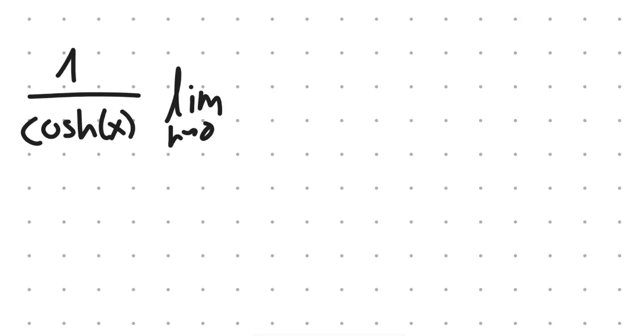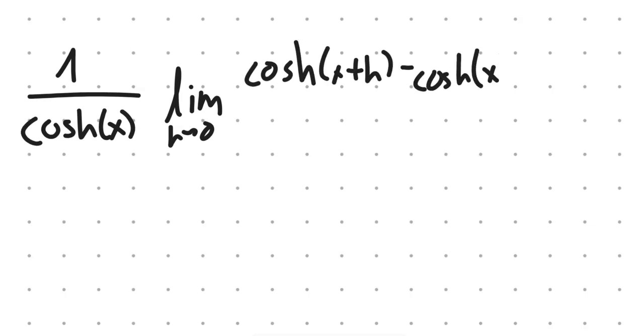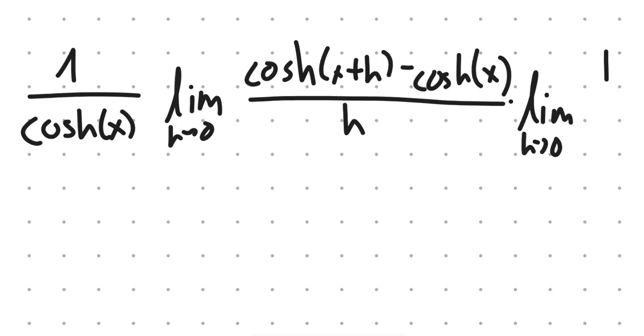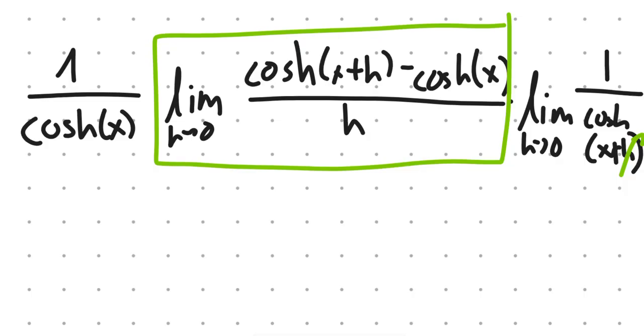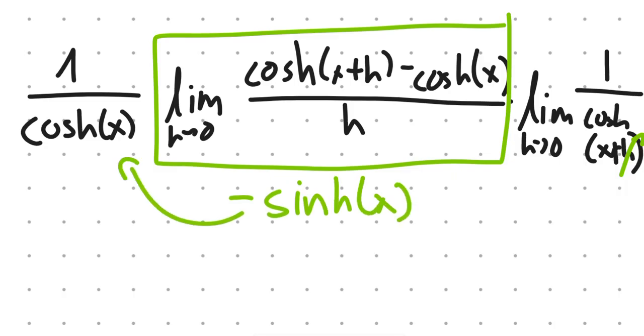We are having the factor 1 over cosh of x in the front, times the limit as h approaches 0 of the definition of cosh, divided by h, times the limit as h approaches 0 of 1 over cosh of x plus h. Now, if we let h approach 0 here, we are just going to get cosh of x again. And this is just the definition for the derivative of cosh, which is equal to sinh of x. So now let's put this together.